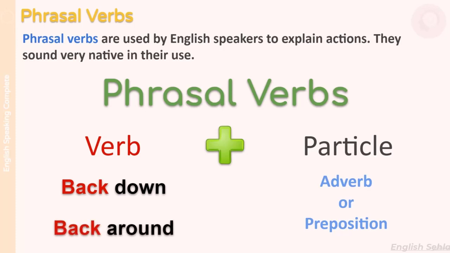Here's another example, back around. So we have the verb back and here another preposition, around, back around. So that's two examples of phrasal verbs for you. Now, if I was to use an uncommon particle with the verb back, it would sound strange to a native speaker. So that's where we need to make sure that we're using them correctly.